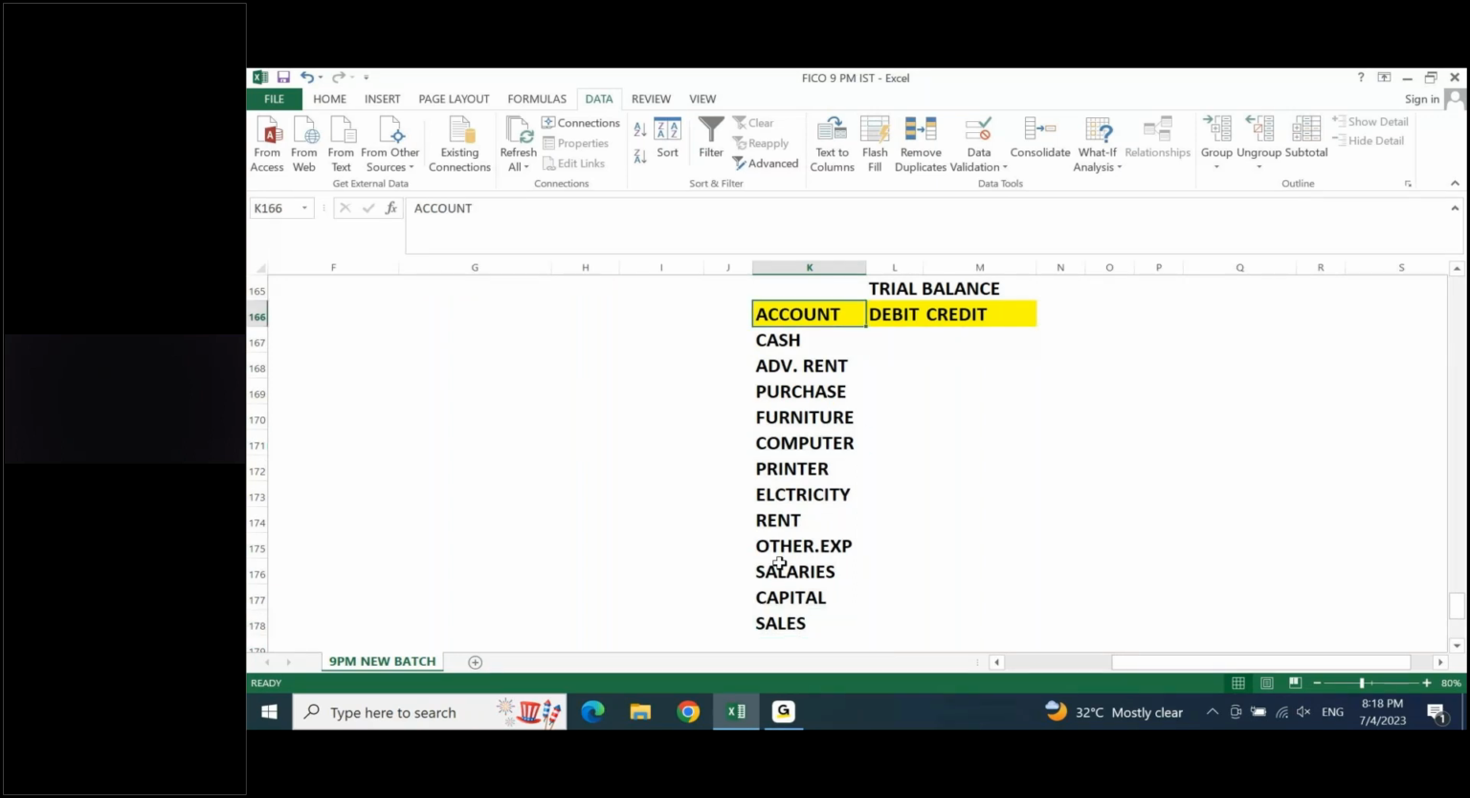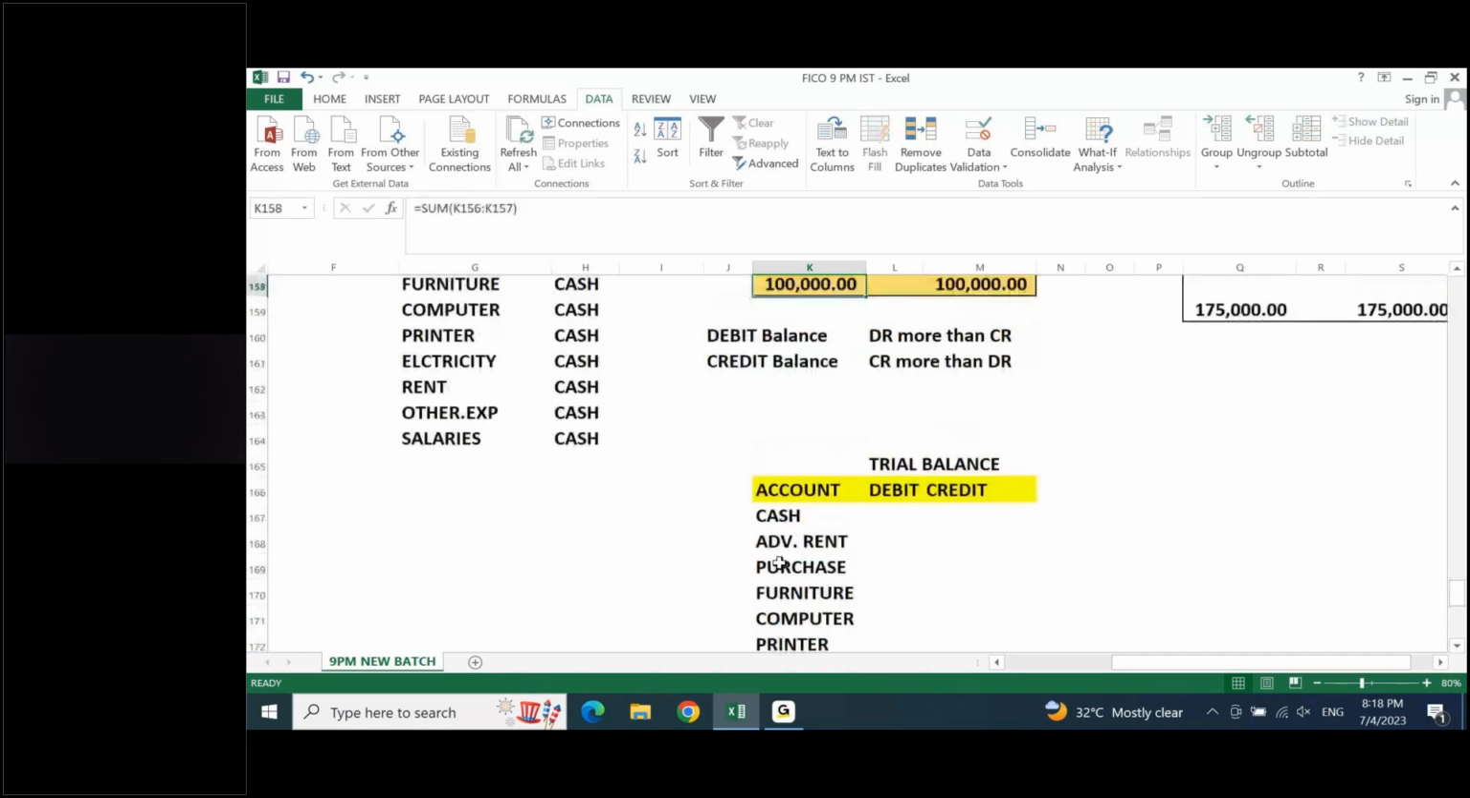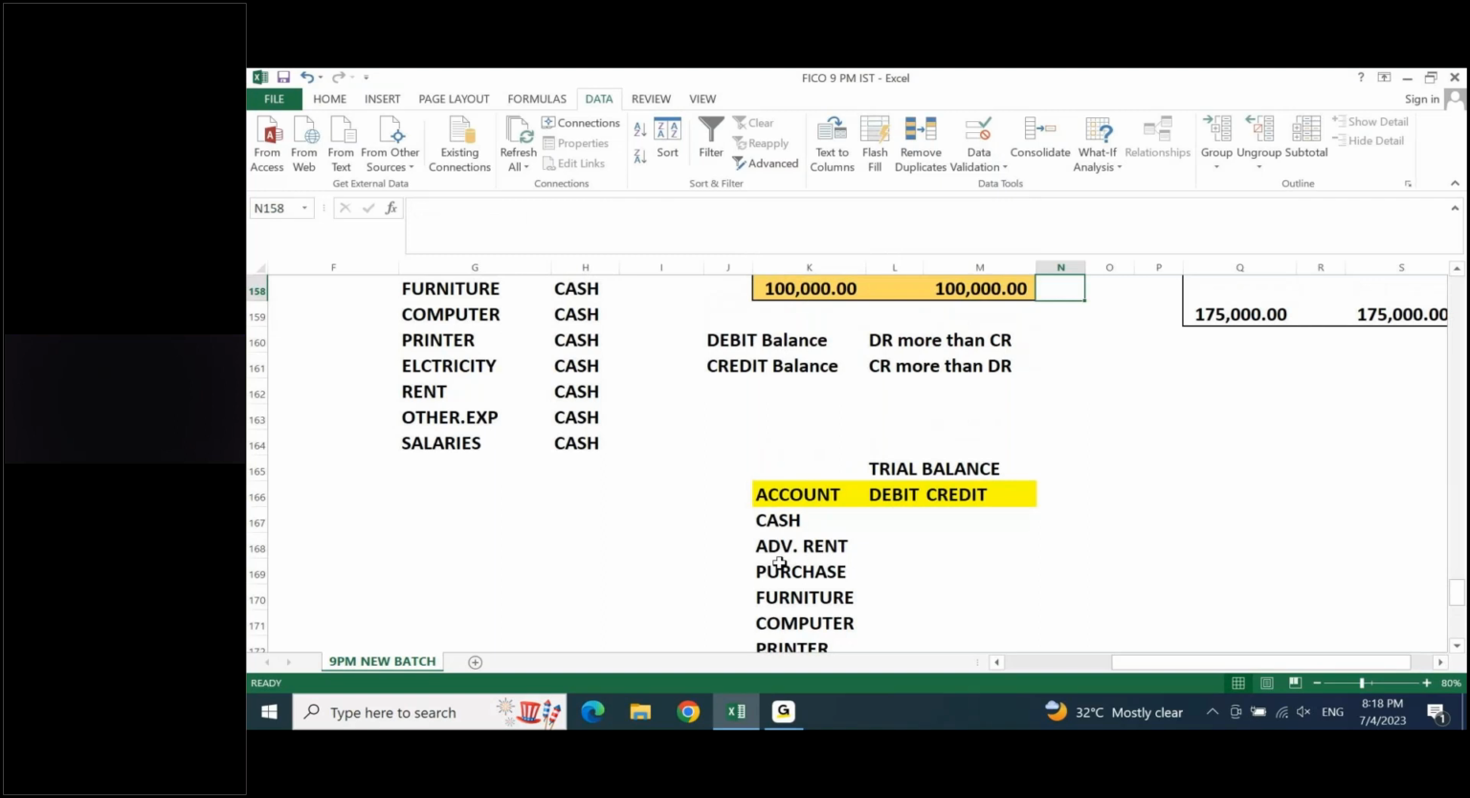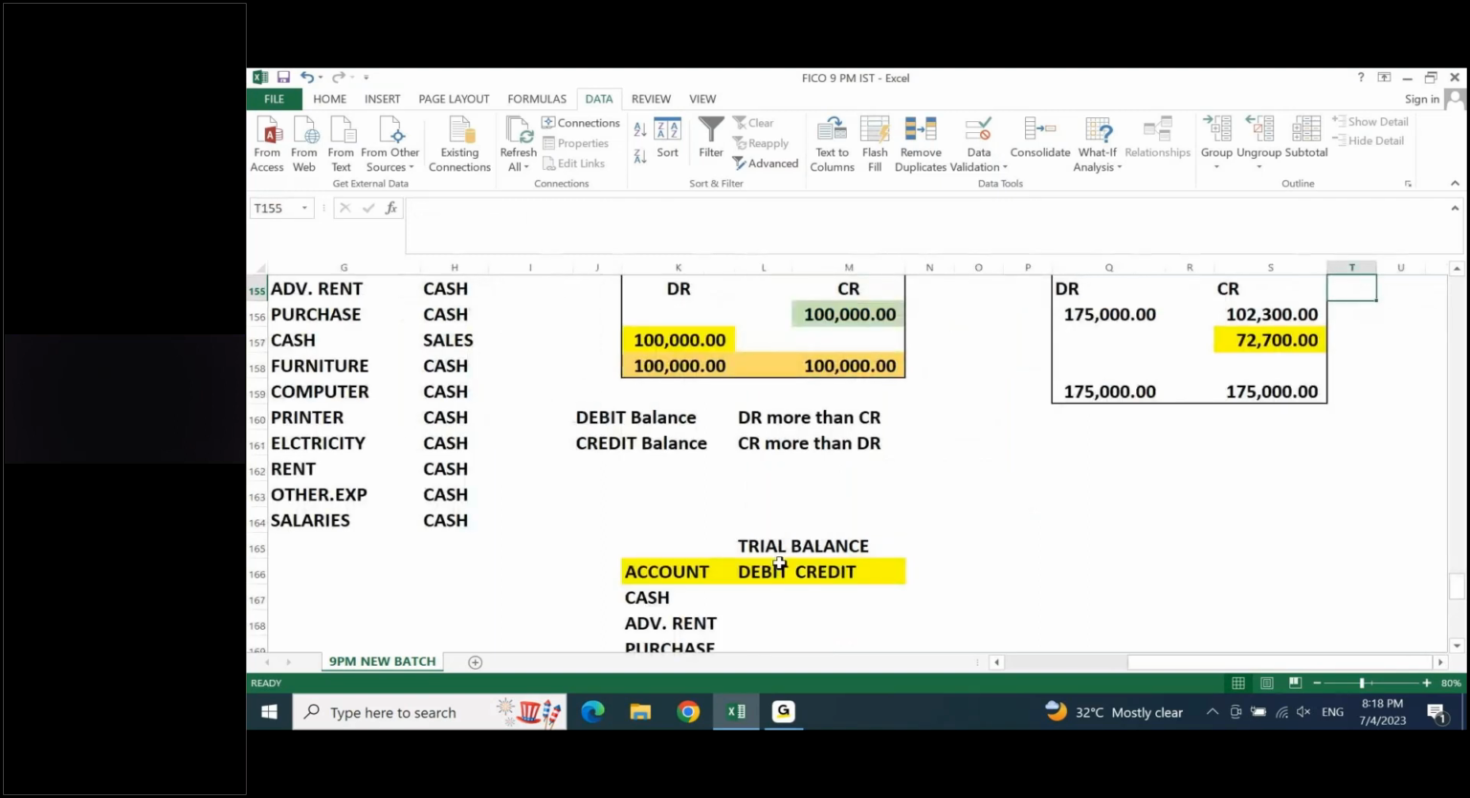Now we need to find out what is the closing balance in cash. For cash, we prepared a separate account to figure out the closing balance. How much did we get as the cash closing balance? 72,700.